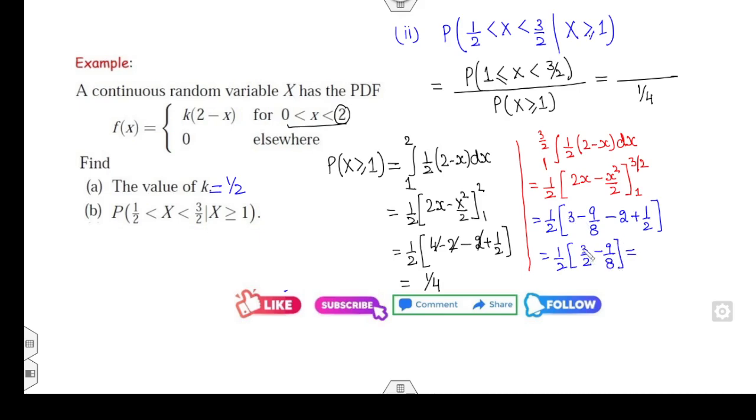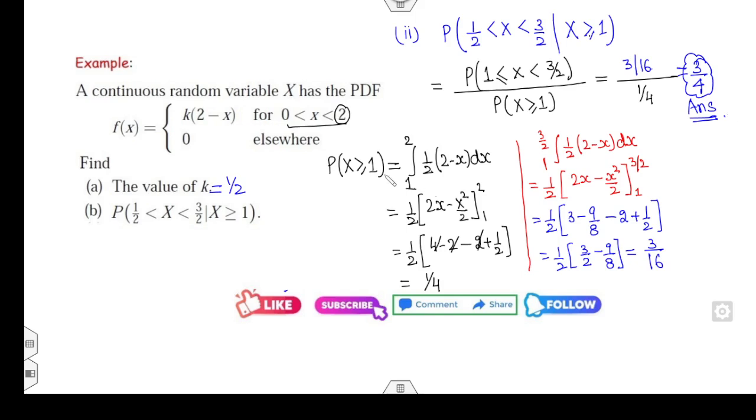8 will be the LCM. 12 minus 9, that is 3 over 8. So that is 3 over 16. You can substitute, the answer is 3 over 16. So what is the final answer? 3 over 4 is the right answer of the problem.